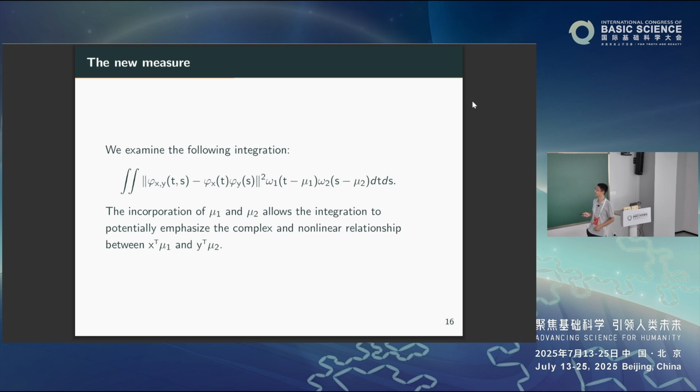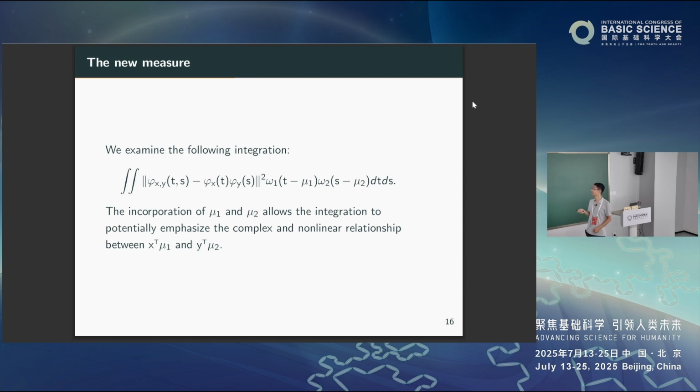We incorporate mu1 and mu2 as two shift parameters. The incorporation of mu1 and mu2 allows us to potentially emphasize the nonlinear dependence between x transpose mu1 and y transpose mu2, and we can see this later.